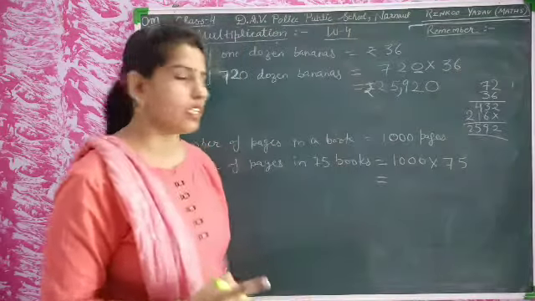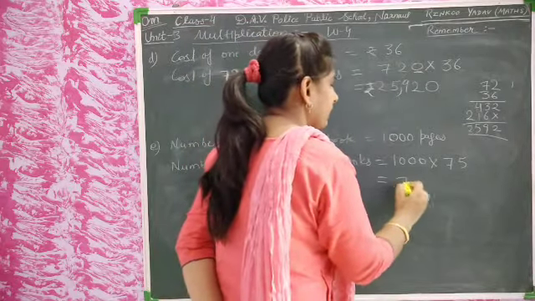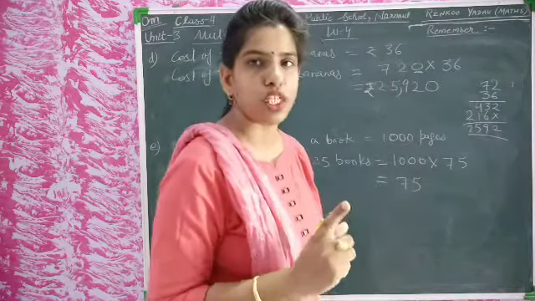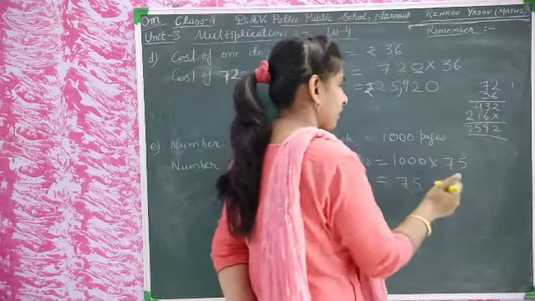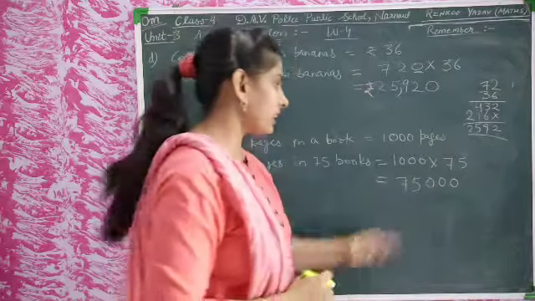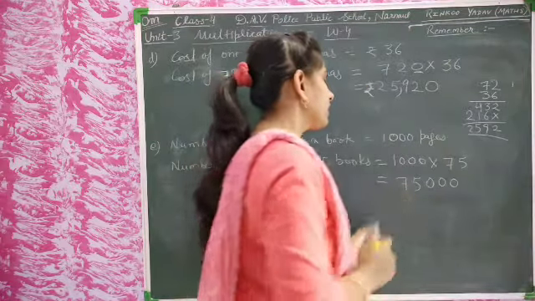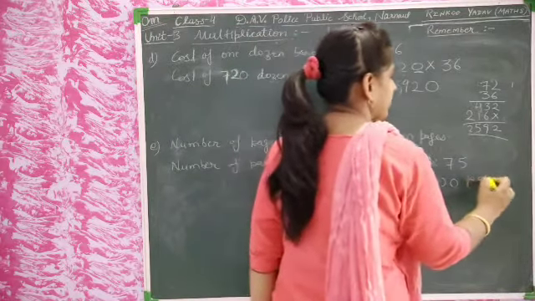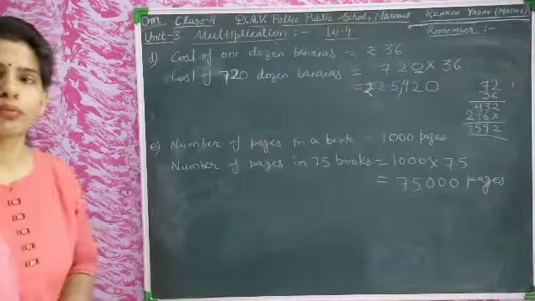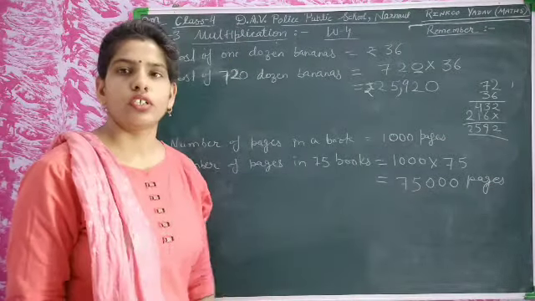Orally we have done this type of question here. Directly we write 75 and multiply: count the total number of zeros in the multiplier and put that number of zeros on the right side. There are 3 zeros, so put the 3 zeros on the right side, and 75 pages in 75 books. Is this clear, students? This orally question is also done here.